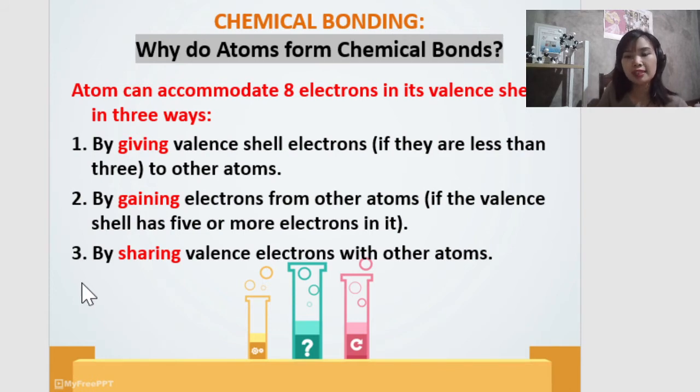Remember, giving. Who gives electrons? Those atoms that have less than 3 valence electrons. Those that have 5 or more valence electrons, they are the ones that gain. And who shares? Those can share their valence electrons.